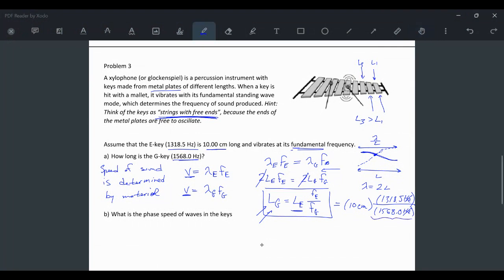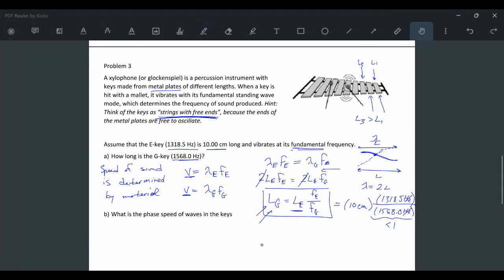The other thing is, look at this fraction here. It will be less than 1. You have a number of about 1,300, and it's divided by a bigger number. So this fraction will be less than 1. That means this number that's less than 1 will be multiplied by 10. In other words, the big key will come out shorter.